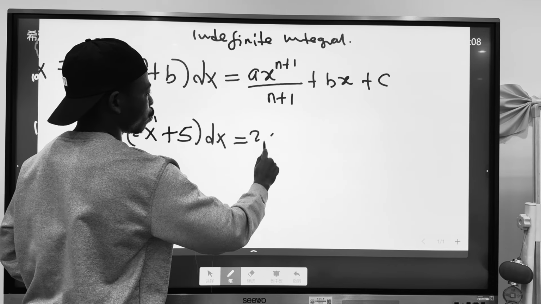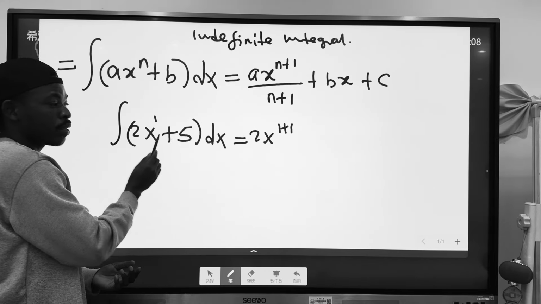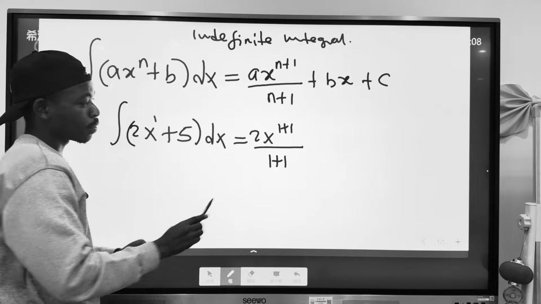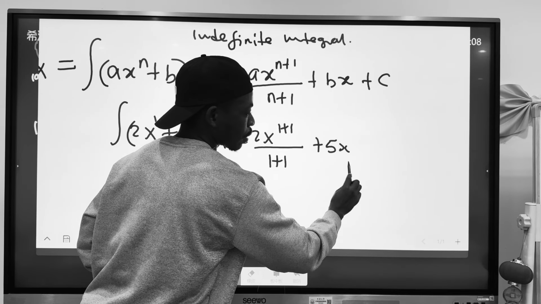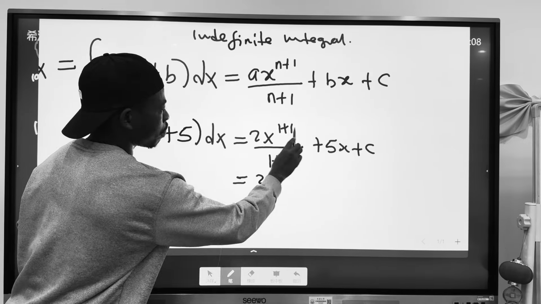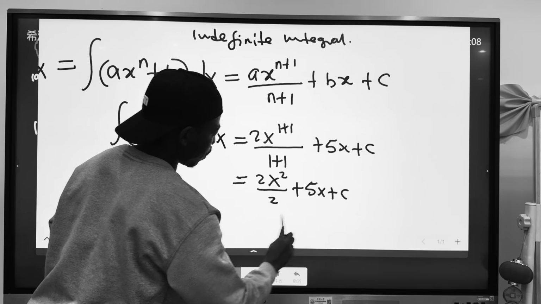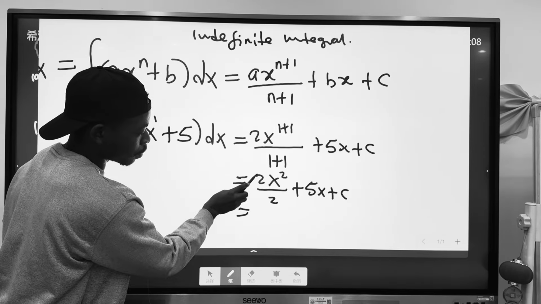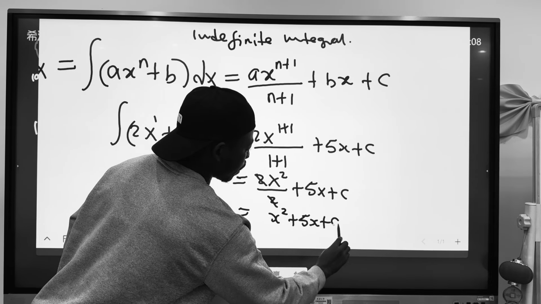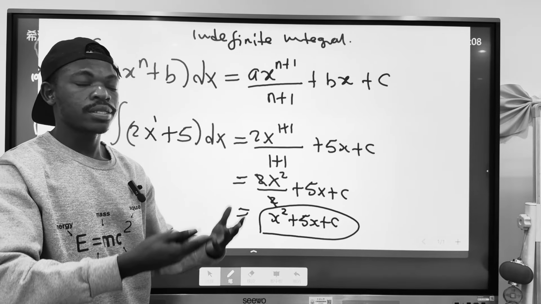So for 2x, it will be 1 plus 1 because the power is 1. Then we divide throughout again by 1 plus 1. Then this term has no x, so we just say plus 5x. Then don't forget to add the constant c. So this will be 2x to the power of 1 plus 1, which is 2, over 2, plus 5x plus c. We can simplify here because the 2s cancel to give x squared plus 5x plus c. So this is your answer, and it ends with adding a c. So this is an indefinite integral.